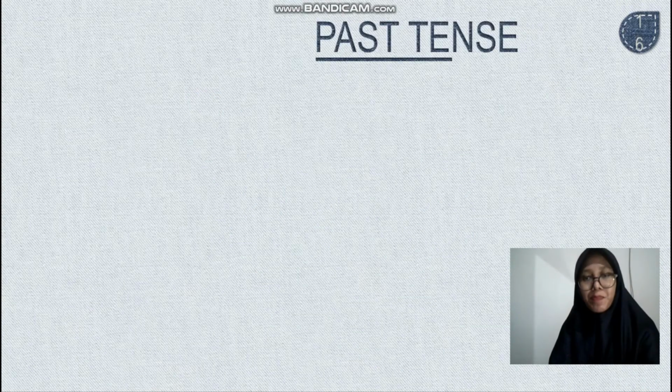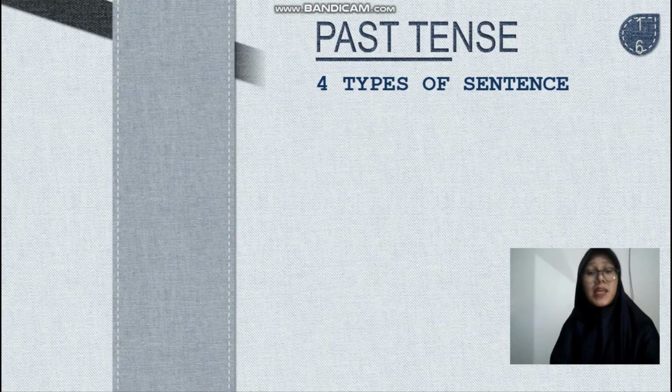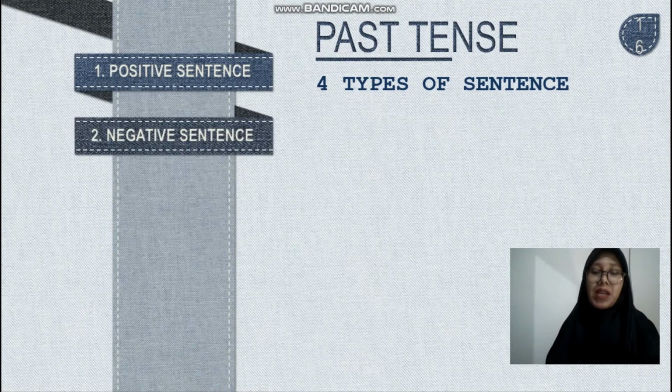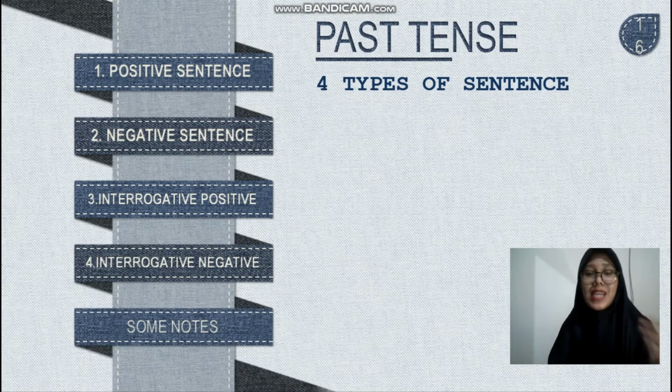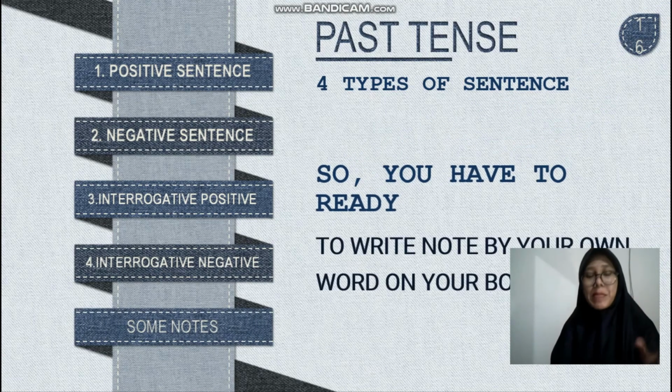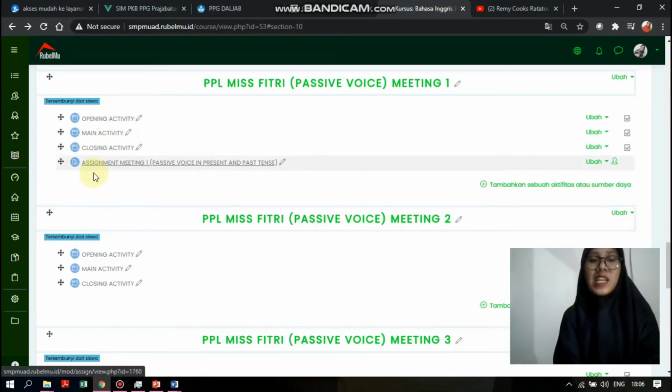Guys, actually between past tense and present tense the pattern of the passive voice is the same. The difference between them is the use of to be. In the present tense, we use to be is, am, are, and in the past tense, we use to be was and were. Now you are in a closing activity.